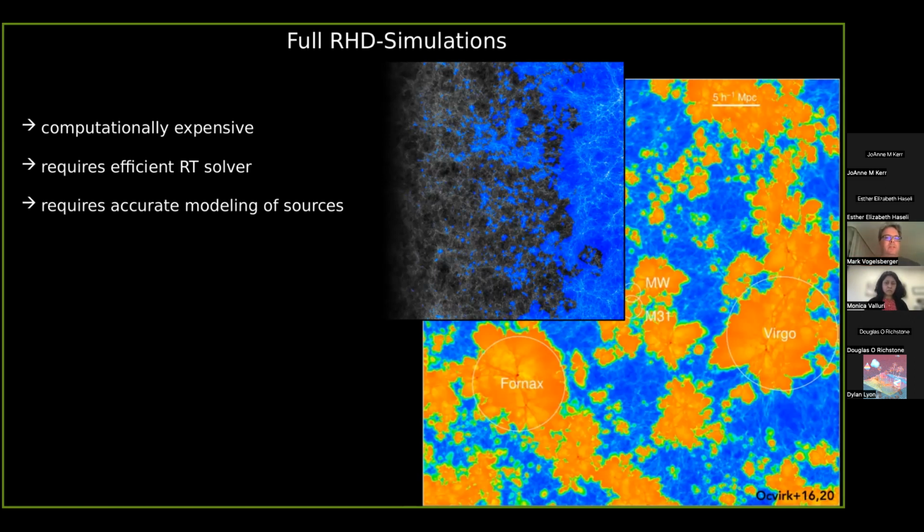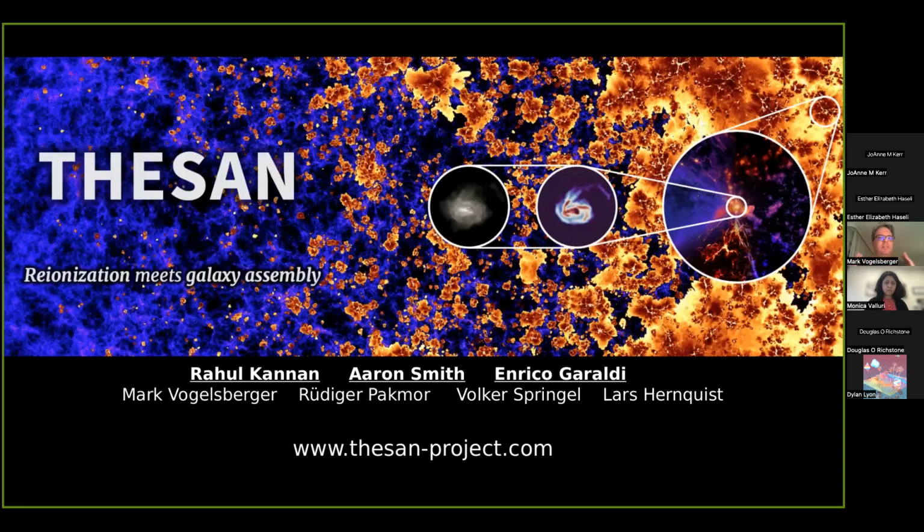So this is exactly where THESAN comes in. THESAN is one of these radiation hydrodynamic simulations that combines a galaxy formation model with radiative transfer to make predictions for the epoch of re-ionization. Yeah, and so for those of you who want to see some visual material like images or movies, please go to this website, because I won't have the time to show a lot of movies here in the talk, but you will find plenty of visualization material on this website.